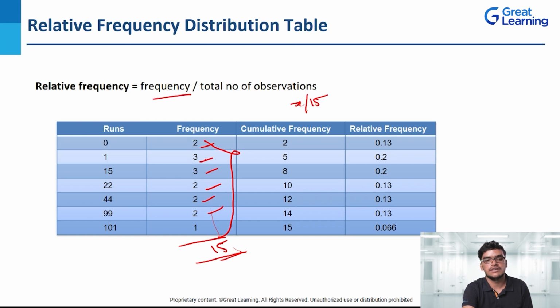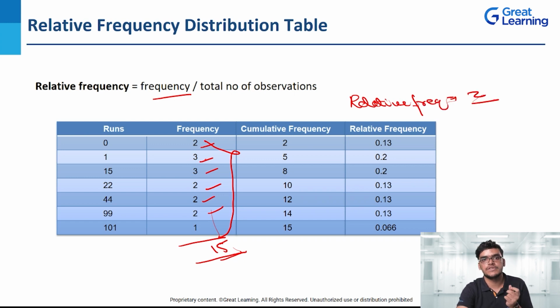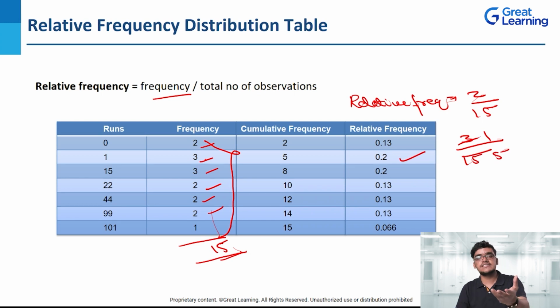Then we have the frequency. There are 2 batsmen who have scored 0 runs, so the frequency here is 2. Your relative frequency will be the frequency, 2, over the total number of observations, 15. So 2 by 15, I will get 0.13. Coming to the next, the frequency is 3 and the total number of observations is 15. So 3 by 15 is 1 by 5, which is nothing but 0.2. This is a simple formula you can use to calculate the relative frequency. This is the basic idea about the relative frequency distribution table.